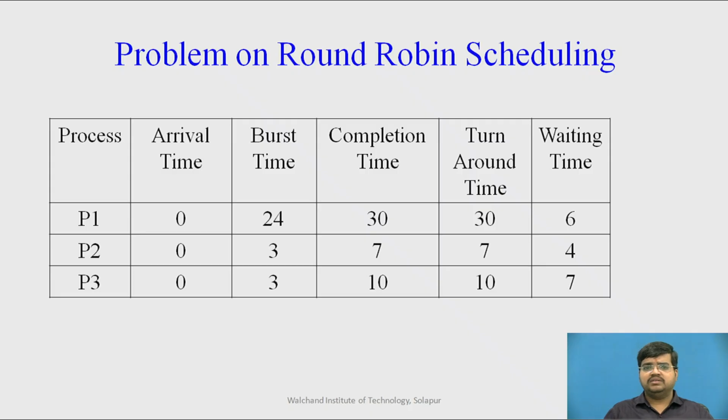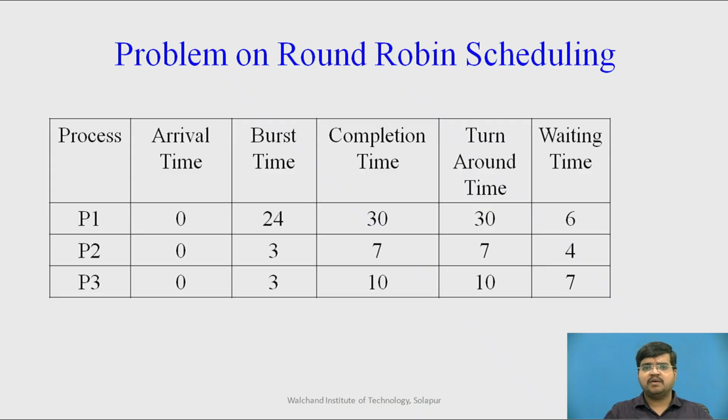Let's solve this example with the help of this table. Processes P1, P2, P3 are given. Arrival times of all processes are considered as 0. Burst times are given as 24, 3, 3. We can calculate completion time from the Gantt chart. Completion time of P1 is 30 milliseconds, P2 is 7 milliseconds, and P3 is 10 milliseconds.